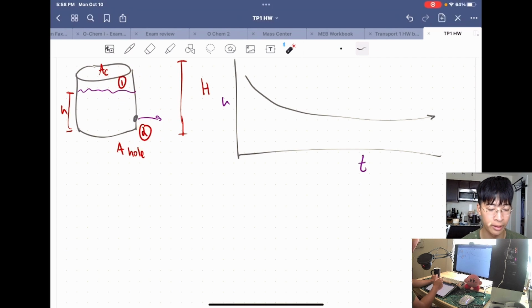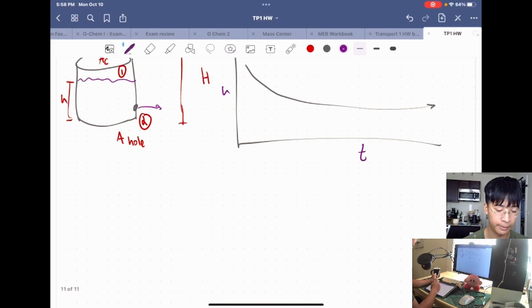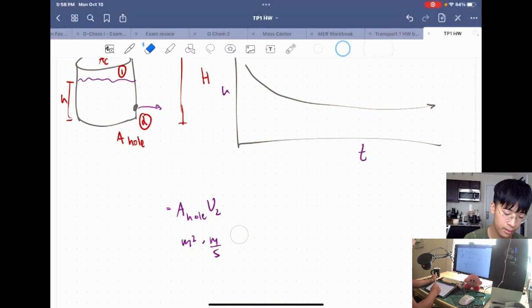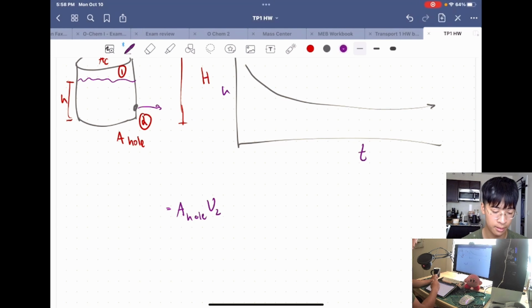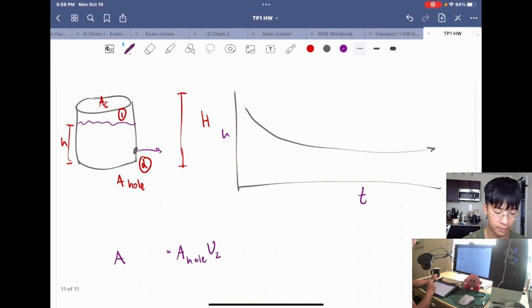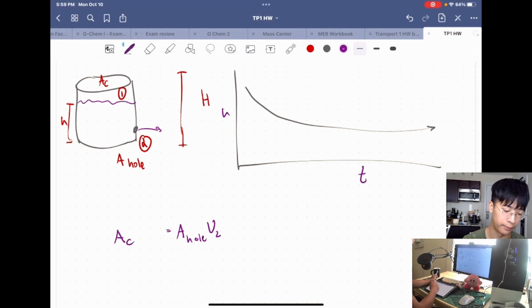And what the continuity equation is essentially saying is that at position 2, we have the area of the hole multiplied by the velocity. So look at units here. We have meters squared multiplied by meters per second. That's meters cubed per second. So that's volumetric flow rate, right? So this must equal a cross-sectional area of the vessel multiplied by the velocity at 1.